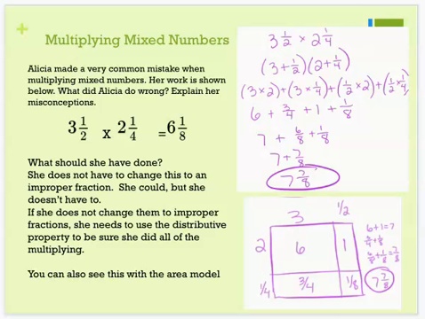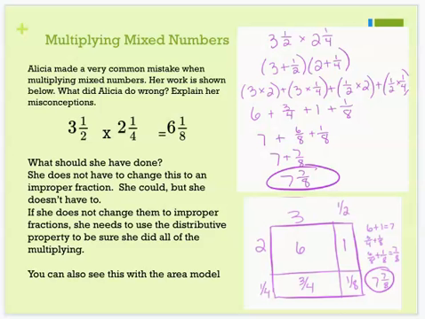Well, what should she have done? So notice that she just multiplied the whole number part times the whole number part and the fraction times the fraction. That's not entirely wrong, it's just incomplete. So she does not have to change it to an improper fraction. She could, but she doesn't have to.